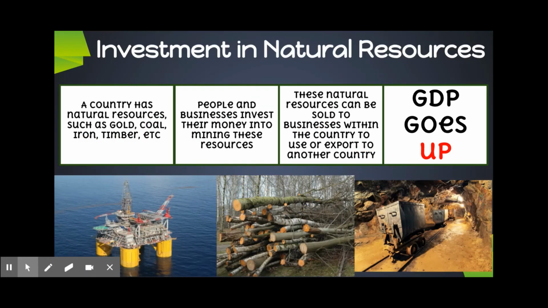The last way is investment in natural resources. A country has natural resources like coal, timber, gold, iron, anything that can be sold. People and businesses invest their money into mining these resources or getting these resources out of the ground. These natural resources can be sold to businesses within the country or to export to another country. That makes money, which means GDP goes up.